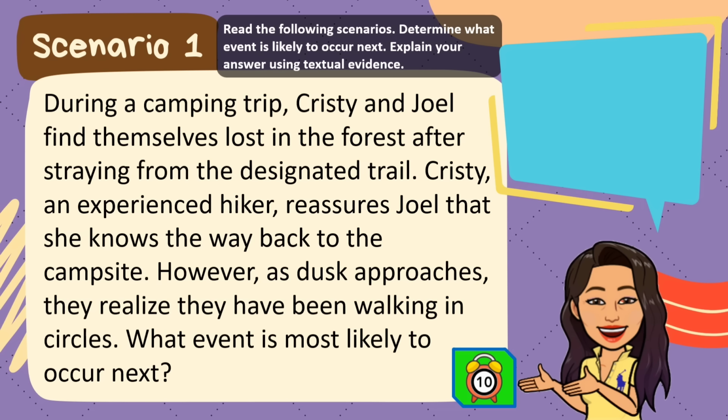Here's scenario number 1. During a camping trip, Christy and Joel find themselves lost in the forest after straying from the designated trail. Christy, an experienced hiker, reassures Joel that she knows the way back to the campsite. However, as dusk approaches, they realize they have been walking in circles. What event is most likely to occur next?